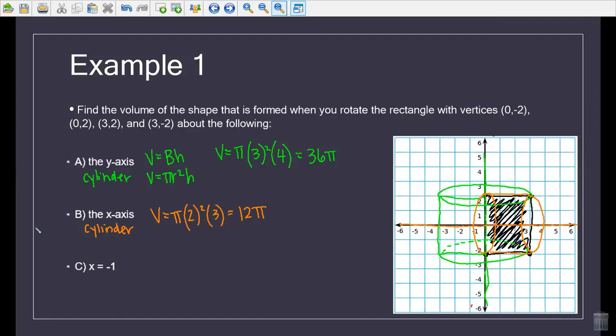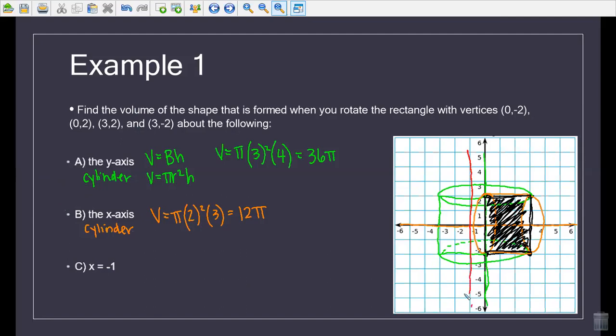All right, and then one more. I'm going to kind of draw over my rectangle again, just so we can see it a little better. Okay, so there's my rectangle. Now I'm going to take that rectangle and I'm going to rotate it about, let's see, we'll use red. And I'm going to rotate it about x equals -1. So if I have x equals -1, x equals means it's a vertical line.